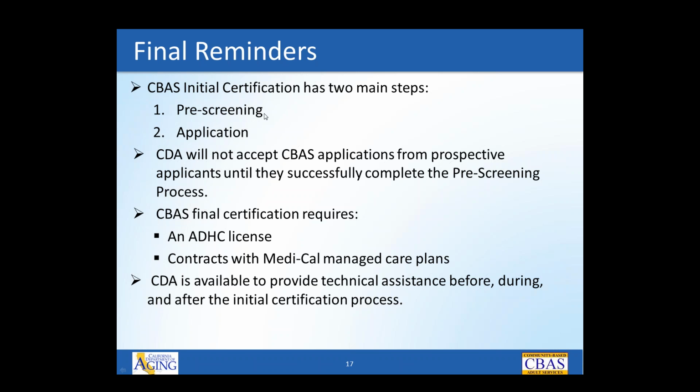You do not get into the pre-screening without making a formal request and having us track you, log you, and get you started, give you the forms. Once we have gone back and forth and made sure that step is complete, we will let you know, and you can request an application at that point. Those are the two main steps, and they're going to be very much tracked and monitored on our part. CDA will not accept CBAS applications from prospective applicants until they successfully complete the pre-screening process. So again, you've got to get through phase 1 before you get to phase 2.